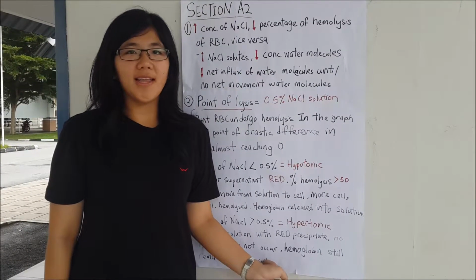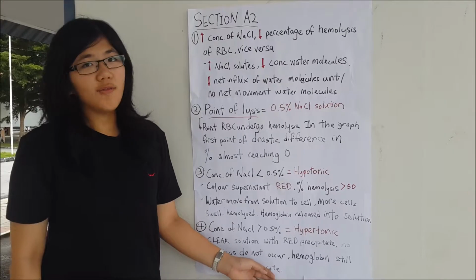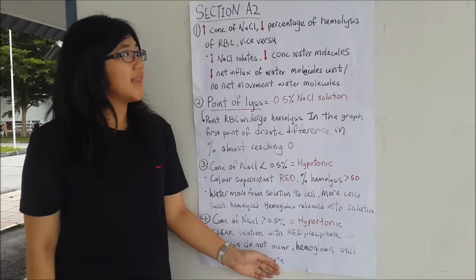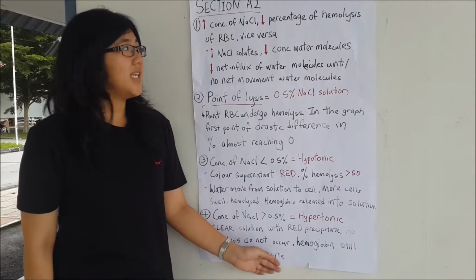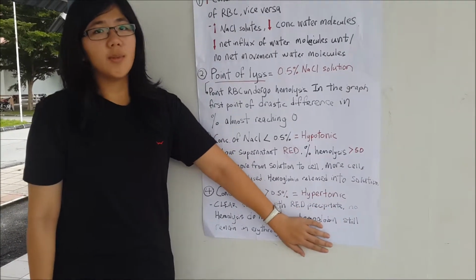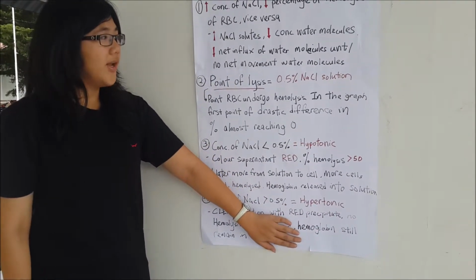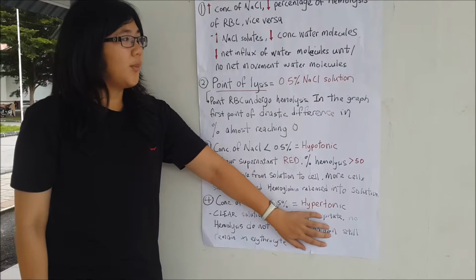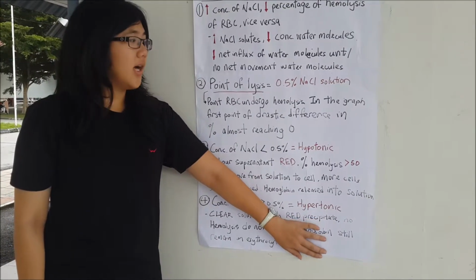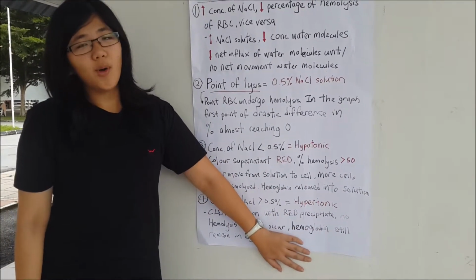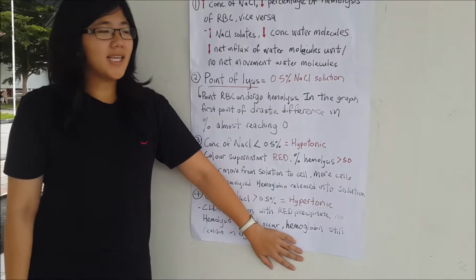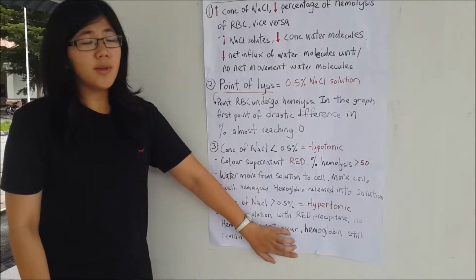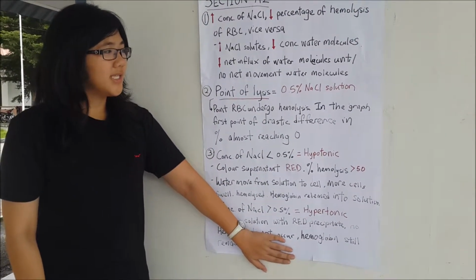We can deduce the fact that the higher the concentration of NaCl, the lower the percentage of hemolysis of RBC is. In this experiment, the point of lysis of red blood cells is at 0.5% NaCl solution. So, what is the point of lysis? The point of lysis is actually the point where the red blood cells undergo hemolysis.